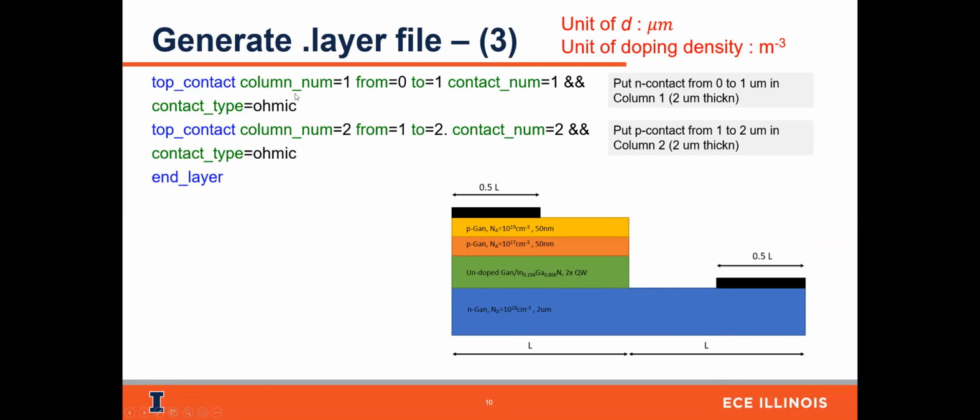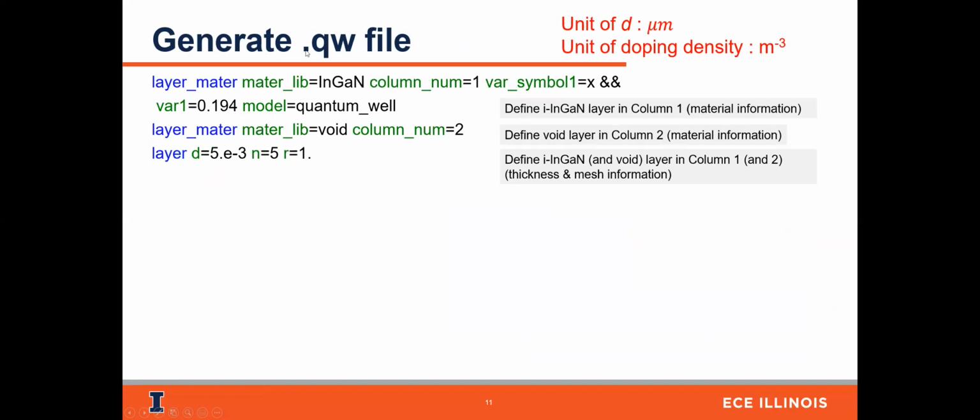Yeah, and then this is the .layer file. And then we need to generate a separate QW file. So in the quantum well region, we define our quantum well material, indium gallium nitride, with a mole fraction of 0.194, and we need to specify it as a quantum well model. And we need to define the material for the second column, which is void. And the quantum well thickness here is 5 nanometer. Okay. Yeah, I think this is really straightforward.